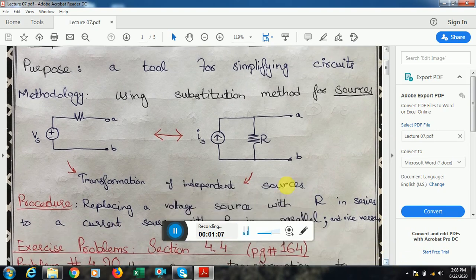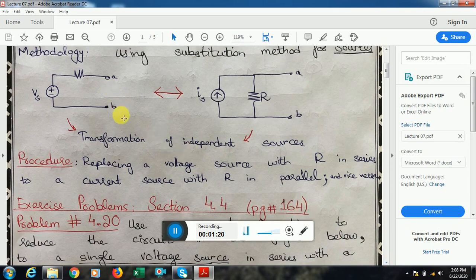This is how we simplify the circuits, and this is the methodology: substituting the voltage source by the current source, or the current source by the voltage source, vice versa. However, the resistor value remains the same while we are performing the transformation of these independent sources.